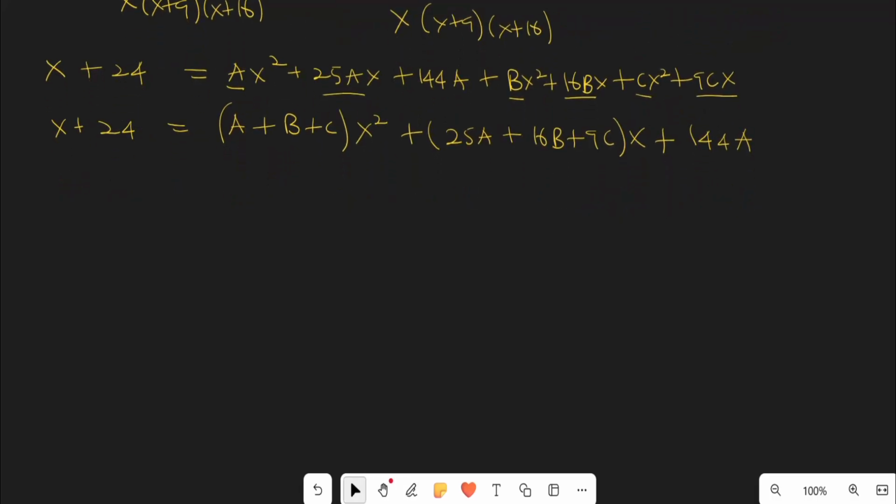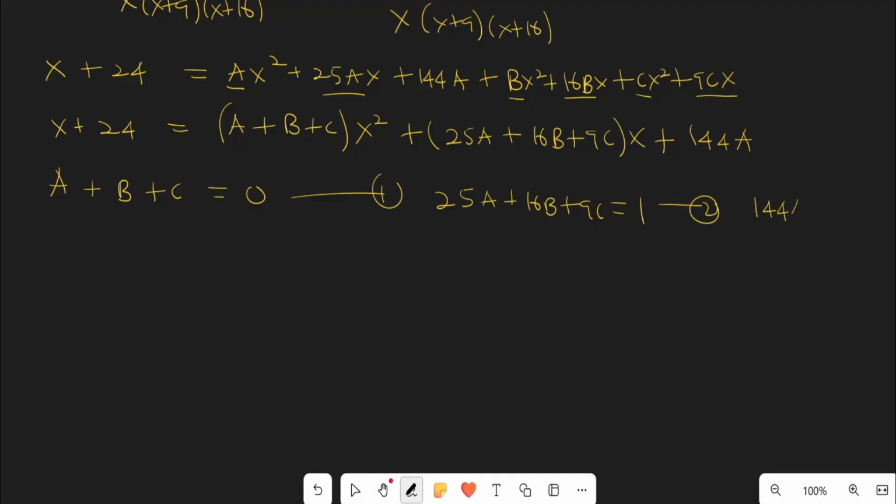So comparing both sides, we have A plus B plus C to be equal to 0. There is no coefficient of x squared in the left hand side. Call this equation 1. Equation 2 is going to be 25A plus 16B plus 9C, and that is equal to 1. The coefficient of x in the left hand side is 1. And then call this equation 2, and then the constant term in the right hand side is 144A, and that is equal to the constant term in the left hand side, which is 24.